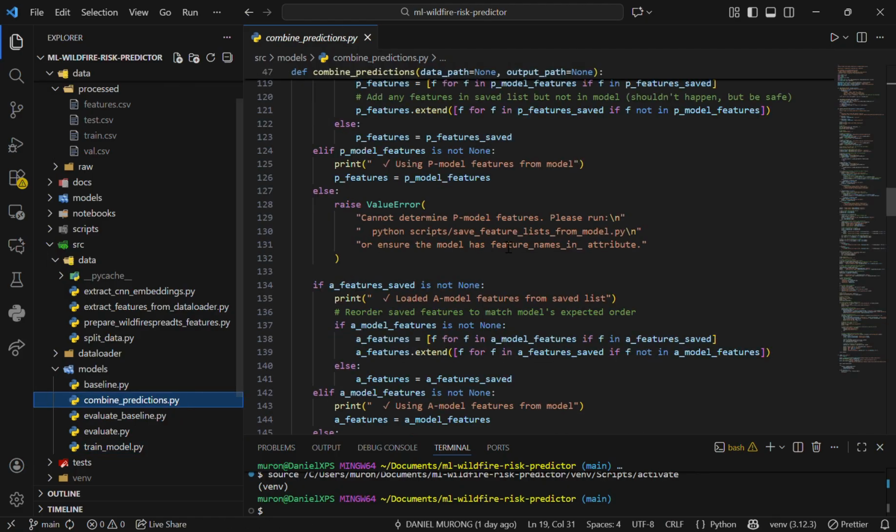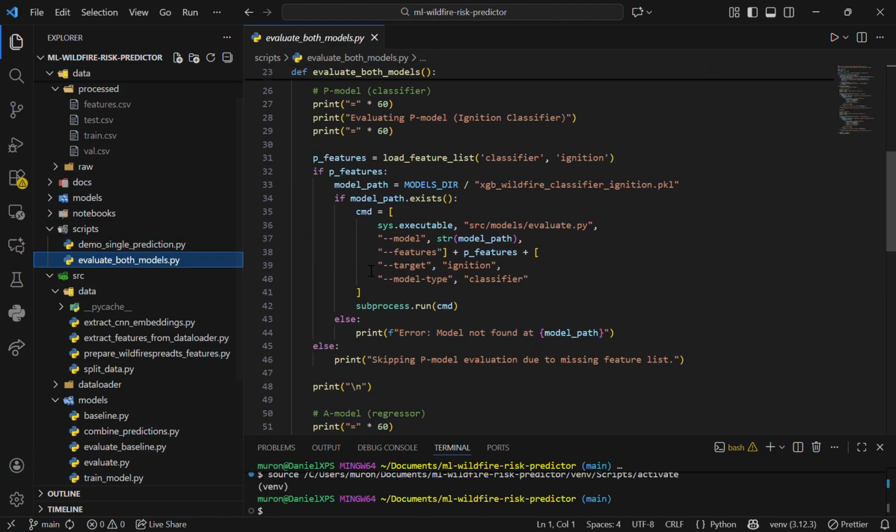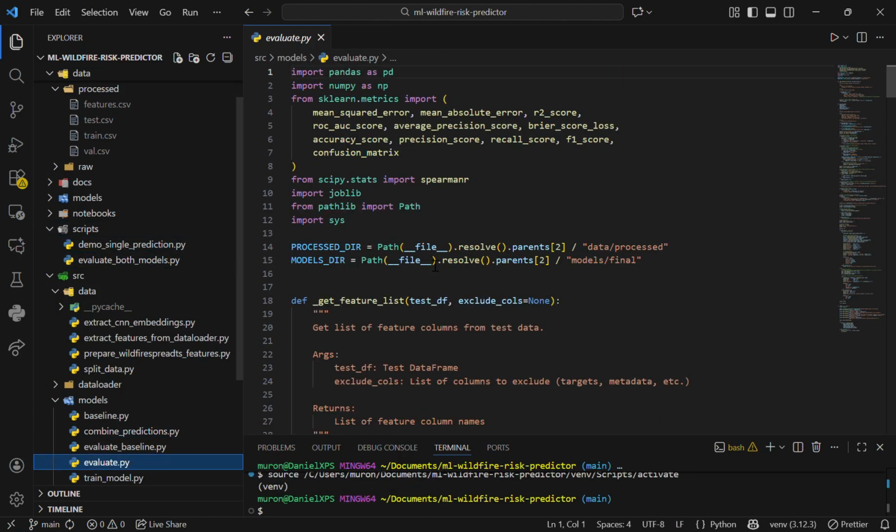And then I evaluated the models with evaluate both models .py. With the binary classifier, I used evaluation metrics such as the ROC curve and the precision recall curve, and I used accuracy as well. For the regression model, I used the root mean squared error, the mean absolute error, the R squared value, and Spearman correlation.